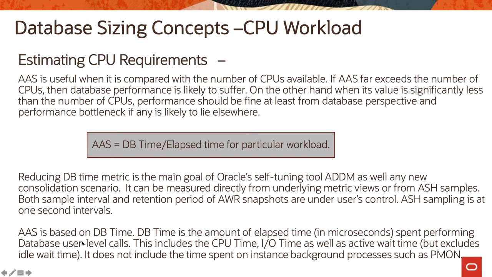Average active session is based on database time, and database time is the amount of elapsed time in microseconds spent performing database user level calls. It includes CPU time, IO time, as well as active wait time, but it excludes any kind of idle wait times. It does not include the time spent on instance background processes such as PMON, etc.